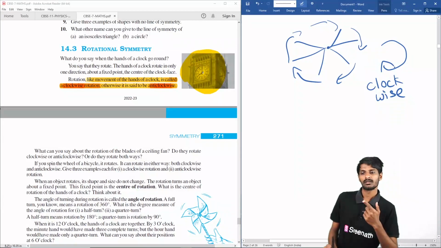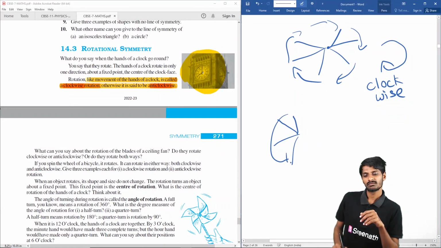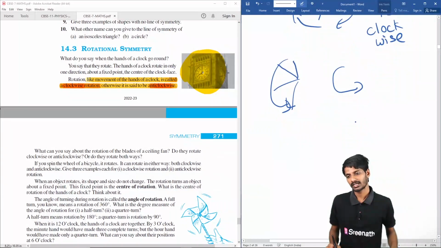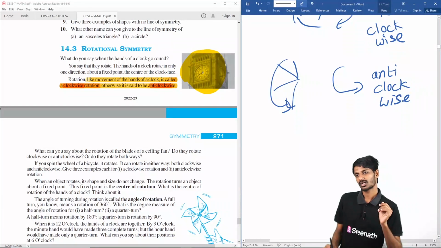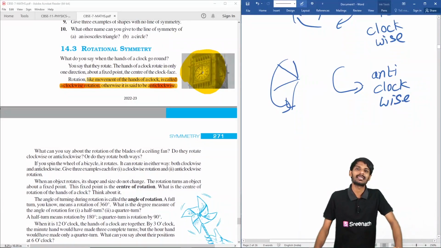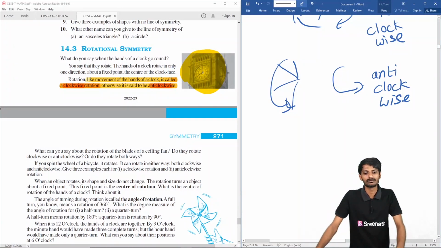Okay, what is anti-clockwise? Opposite to that. Have you ever seen a clock revolve in this direction? No. So that direction is called anti-clockwise. This is the clockwise and this is the anti-clockwise direction, students.